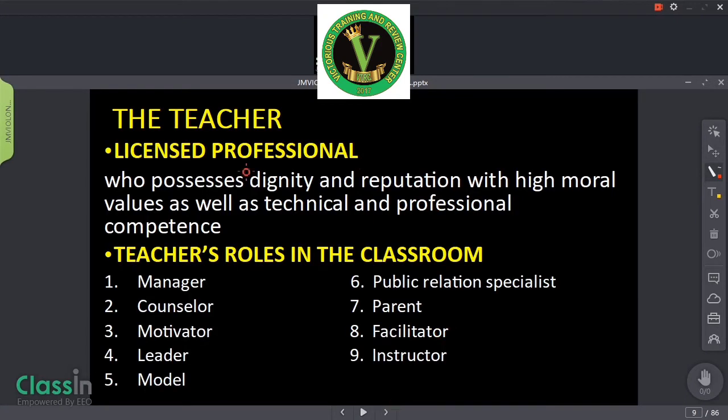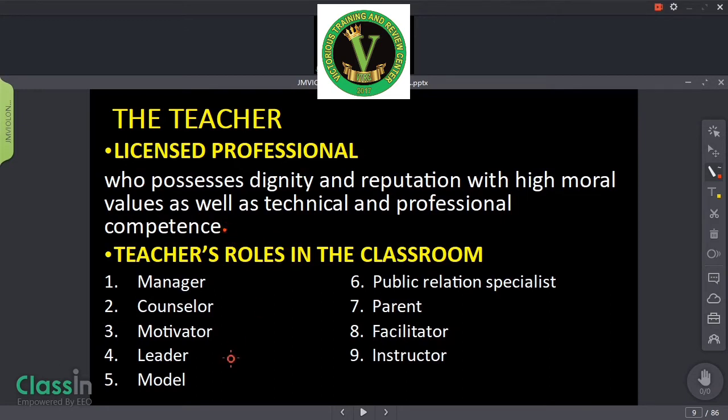Now, the teacher is a licensed professional, but this is also in conflict with teachers who do not yet possess the license to teach. Although they are still called teachers, the law requires us to possess a license for us to be called licensed professional teachers. So licensed professional teachers possess dignity and reputation with high moral values, as well as technical and professional competence.